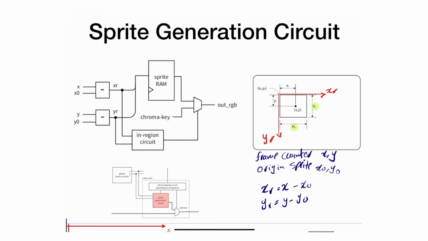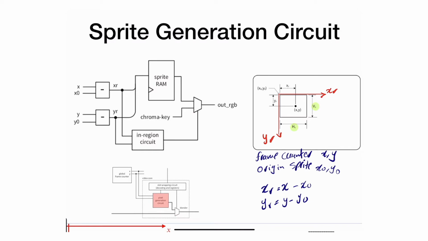So now that we know all this information, let's dig deeper and see how the actual generation circuit works. Here's the diagram, and the first components I want to emphasize are basically subtractors that implement these equations. They take x and x0, y and y0, and generate the xr and yr. So now I have my relative coordinates within the sprite: if the pixel being sent to the VGA is here, I know its coordinates relative to the sprite origin. The other components are a RAM, a multiplexer, and a circuit we're going to call the decoding circuit.